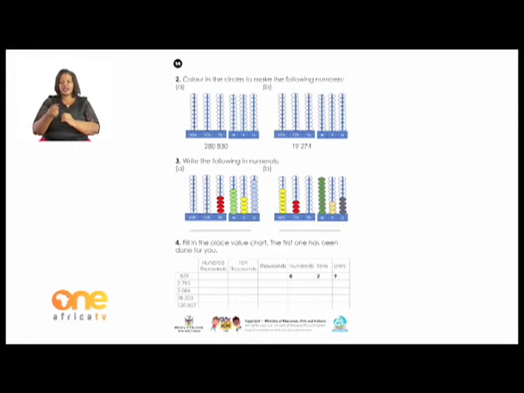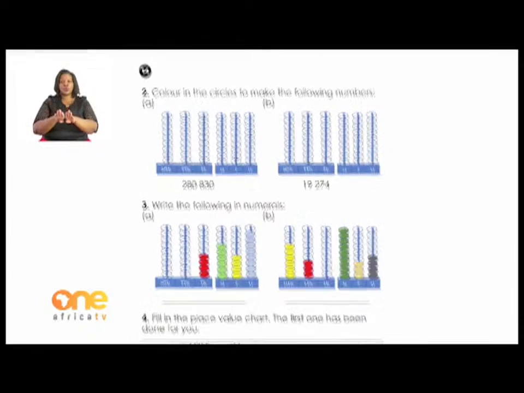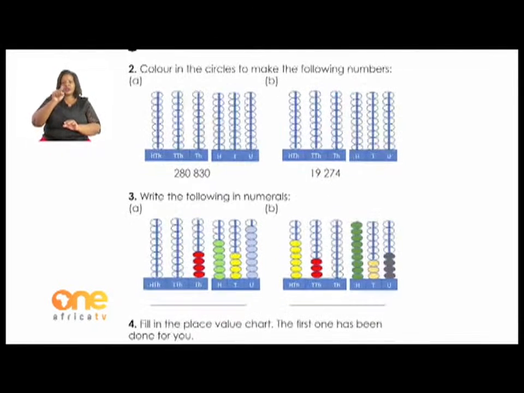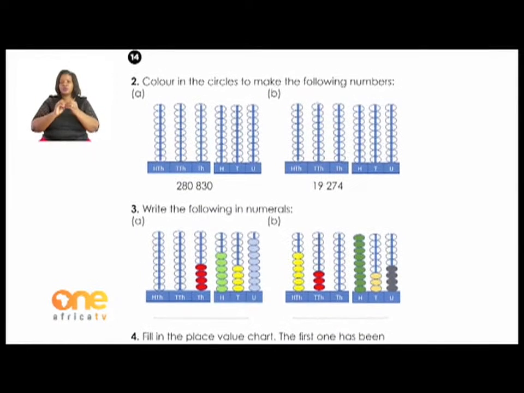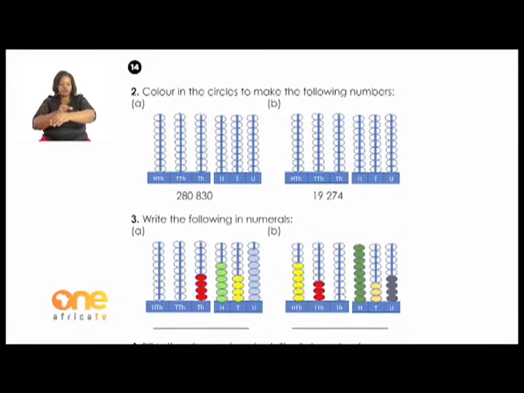So there are abacuses which are drawn. What you have to do is color in the circles to make the following numbers. The numbers are written at the bottom of each abacus. All you have to do is just to color.